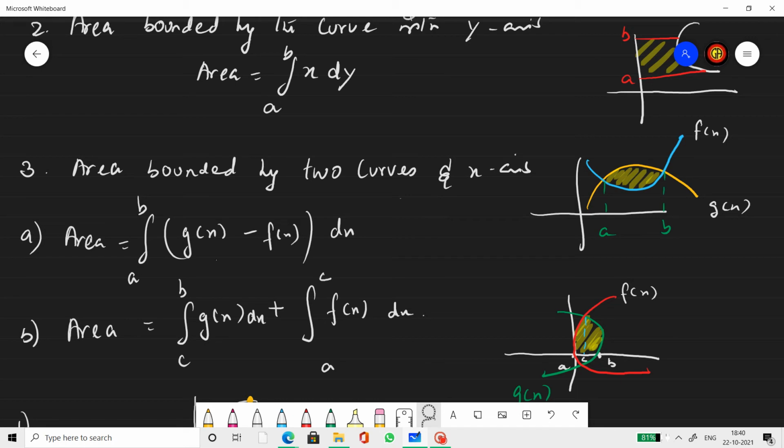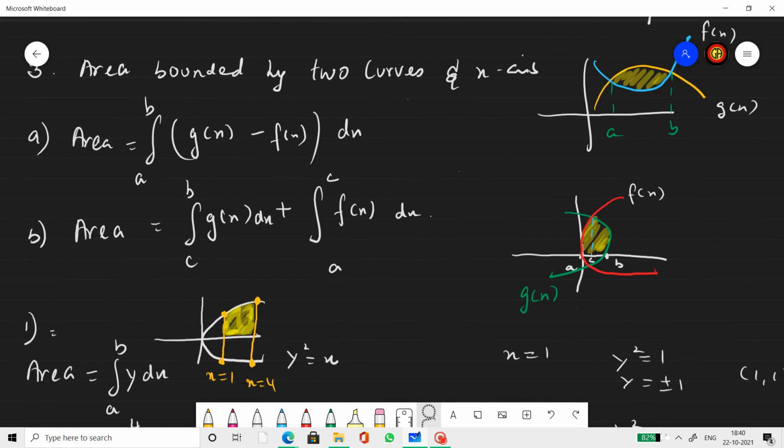So here area bounded will be g of x minus f of x, because they've given a name to each of the curves. The upper curve is named g of x, the lower curve is named f of x. So g of x minus f of x. The point where the curves meet gives the b and a limits.